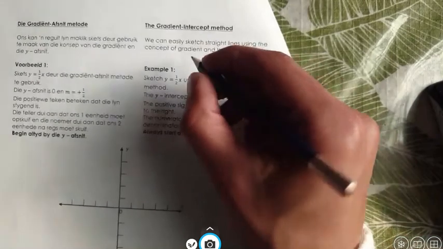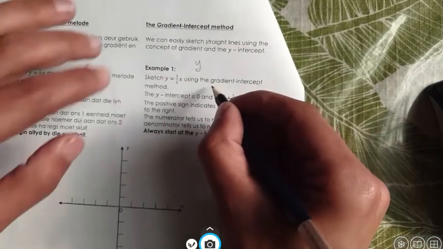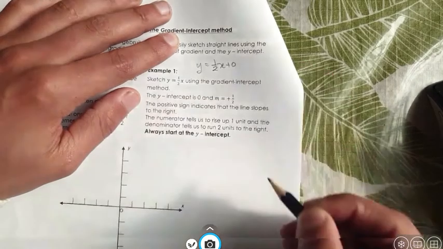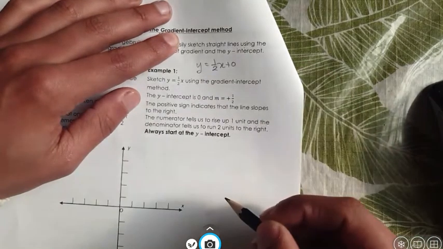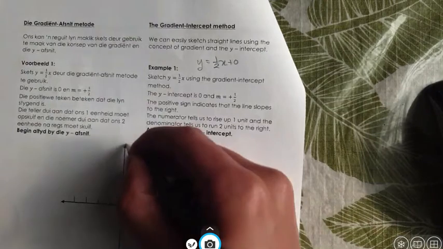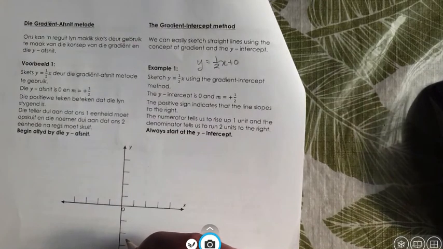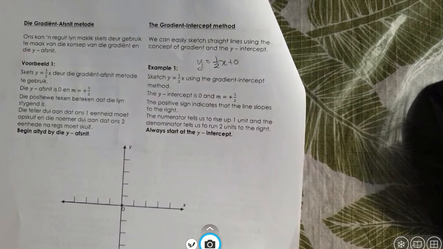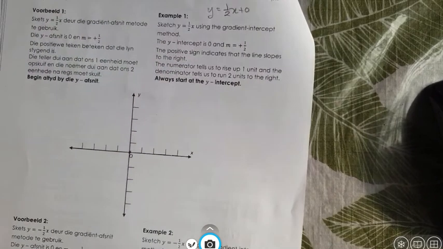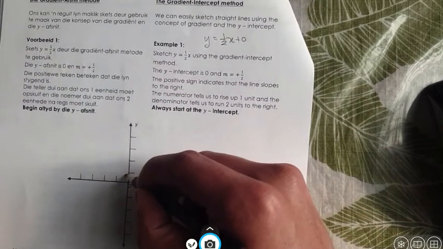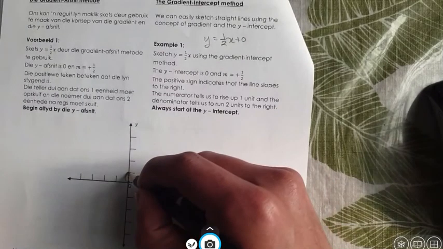Alright, so in essence, this is actually just y is equal to half x plus 0. But we don't write down that 0. So the 0 is there, so I know what the y-intercept is. Where will this line cross the y-axis? It will cross at 0. So I make myself a dot there. And now I know that for every one that it goes up, it needs to go how many places left or right?